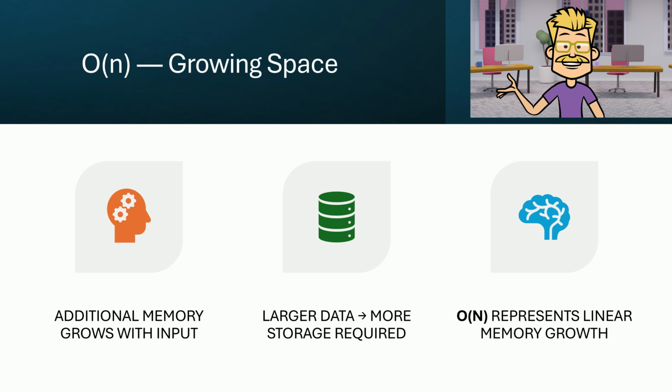Now imagine you create a second list and copy all 1 million numbers into it. As the input grows, the additional memory grows too. This is O(n) space complexity. The larger the input, the more memory you consume.